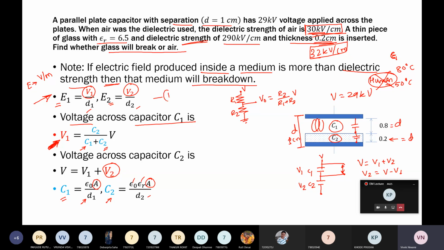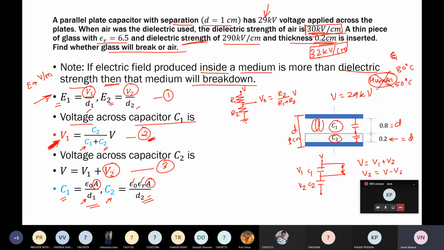So this was equation number 1 where we didn't know V1 and V2. So we do have equation number 2 where we can find V1, but still C1 and C2 were unknown. We have the formula for C1 and C2, get it from here and calculate V1. Then we have equation number 3 where V is equal to V1 plus V2, so V2 is equal to V minus V1. V is given as 29 kilovolt in the numerical. From equation number 2 we have the value of V1.